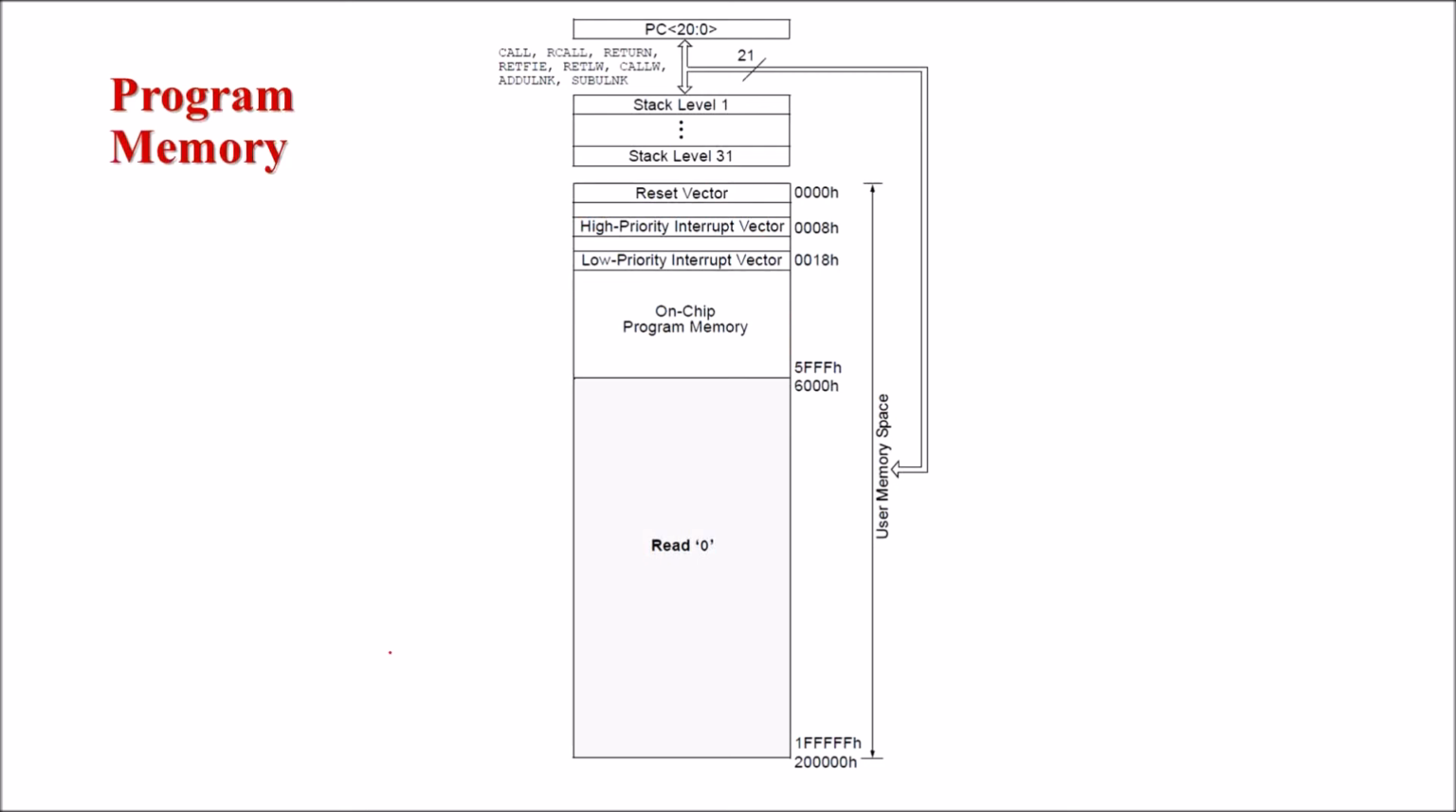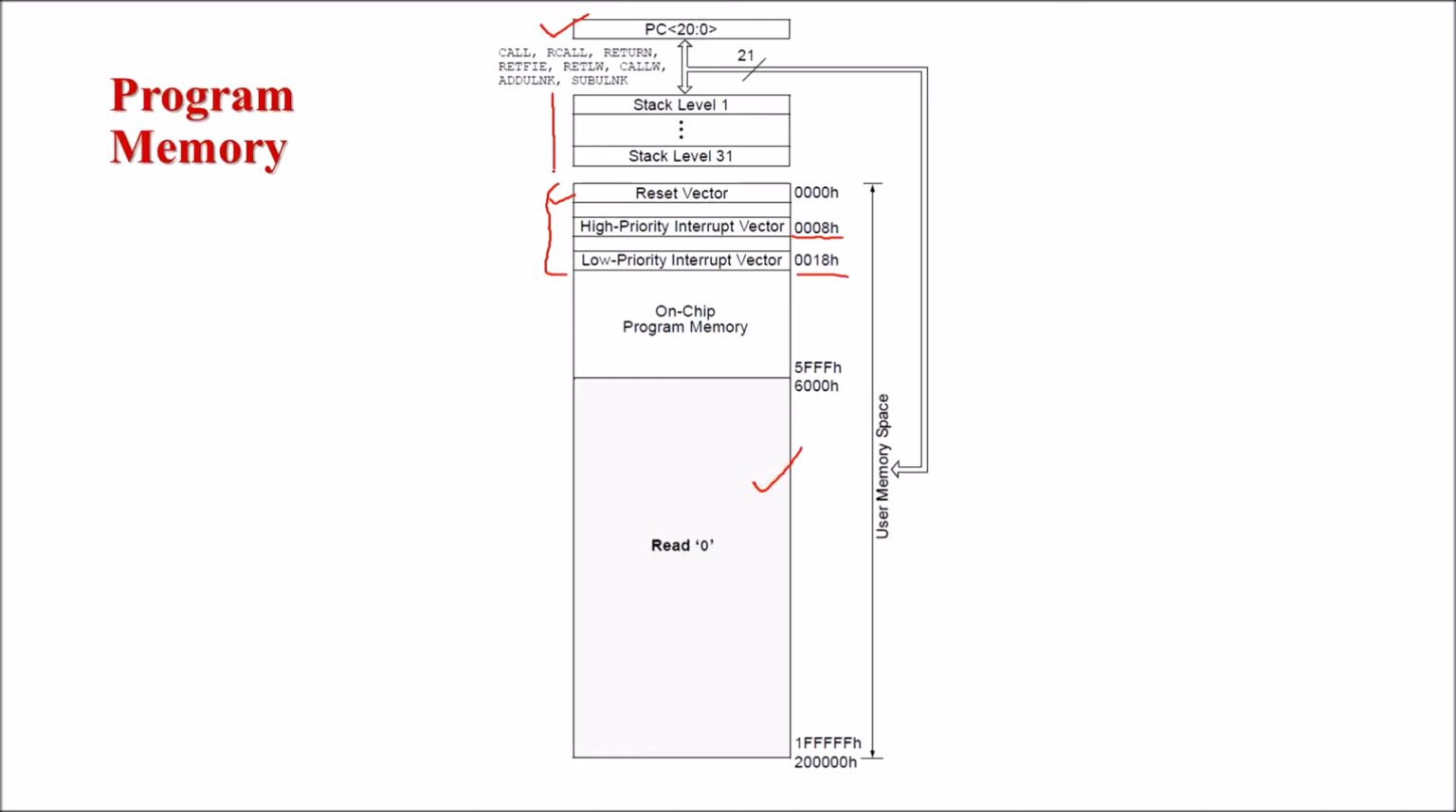Now about the program memory. Here the program memory is shown. Then the PC register, which is 21 bit, is used to point to a particular memory location of this program memory. The upper memory locations are reserved for interrupts. So 000H is reserved for the reset vector. For the high priority interrupt vector, this address is reserved. For the low priority interrupt vector, 0018H address is reserved. And then there are memory locations where the user can store a program. For these memory locations, if the user or controller tries to read data, it will read logic 0.